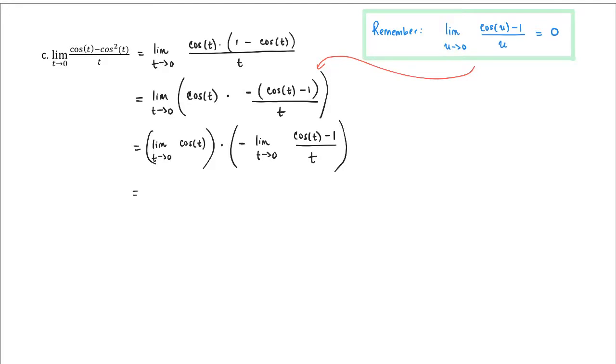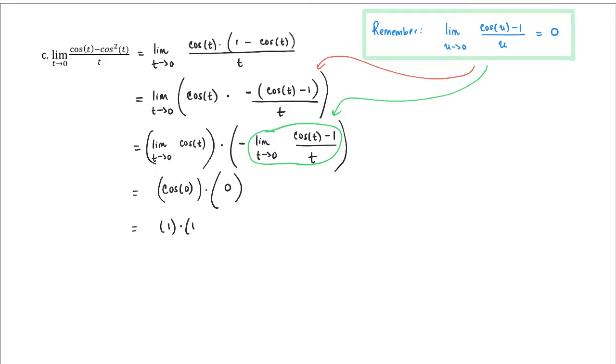And the first limit, as t approaches 0 of cosine of t, that will just be equal to cosine of 0. That's a straight substitution. So here, cosine of 0. And then this limit right here that I am circling in green, that limit is this one here. So that is going to be equal to 0. So we're going to have times negative 0, 0. The cosine of 0 is 1, but anything times 0 is going to give us 0. So 0 is the value of that limit.